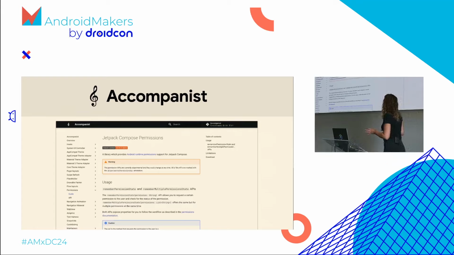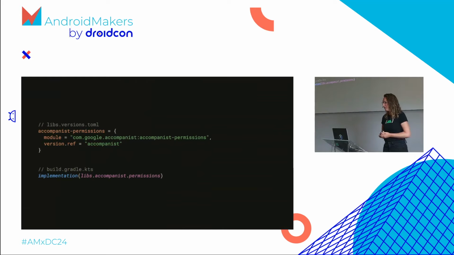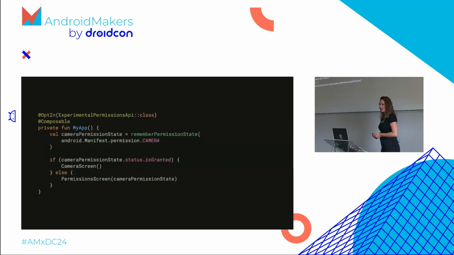This takes care of a lot of the heavy lifting and makes it easier for you to deal with permissions. You might have used this before if you've used Compose, because anytime you run into permissions, this is one of the things you should be doing. Again, adding the dependency first. Then I'm creating my app. And the remember permission state is the one that's coming from that library. And I'm basically telling it that I'm interested in the camera permission.